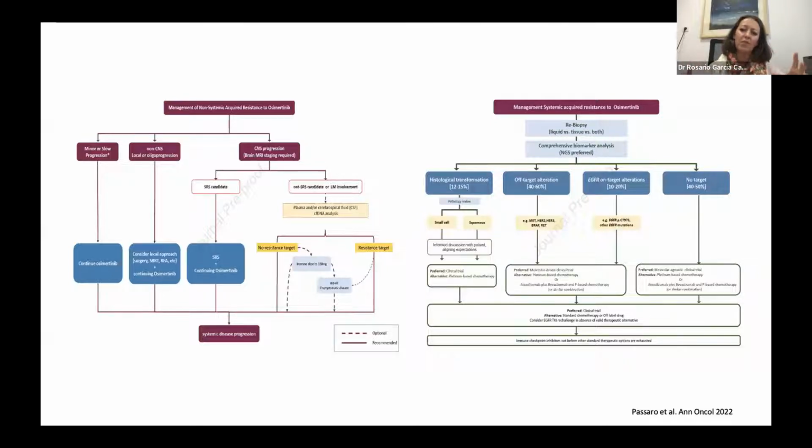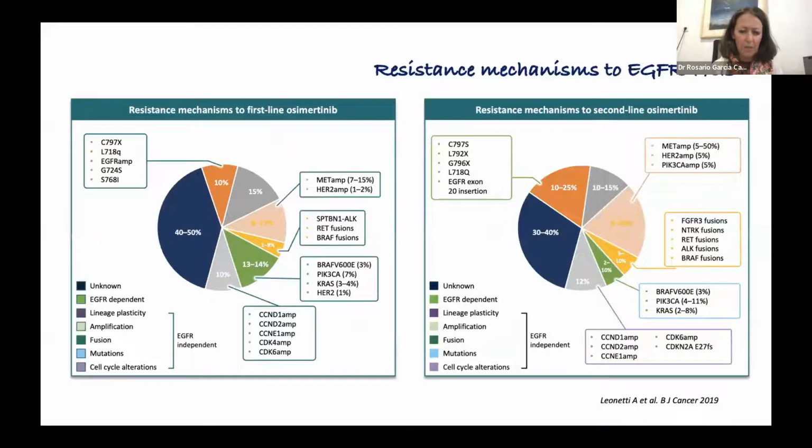If we are talking about systemic, they strongly recommend rebiopsy, liquid versus tissue versus both, and try to figure out what is going on. Is it a histological transformation, what kind of resistance mechanism, and they make some recommendations according to the different situations you can find after doing rebiopsy, after doing molecular analysis, that we can also discuss how feasible, how easy or difficult is to do this in our daily clinical practice.